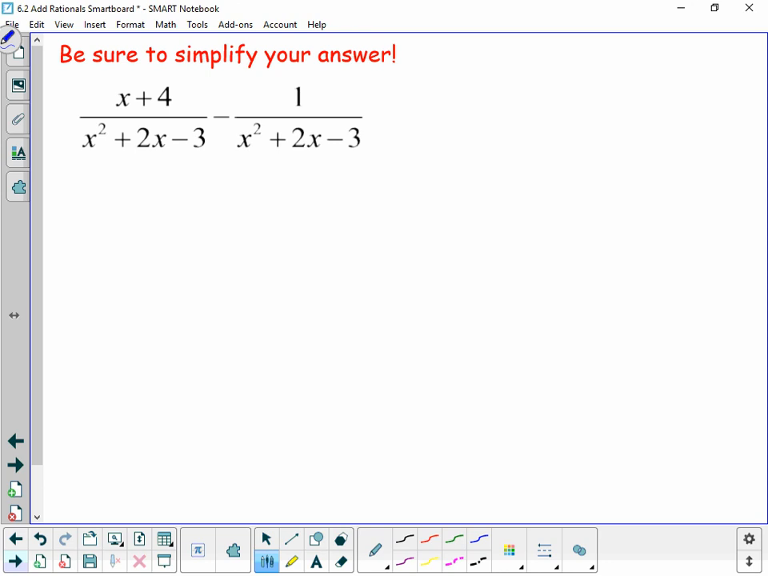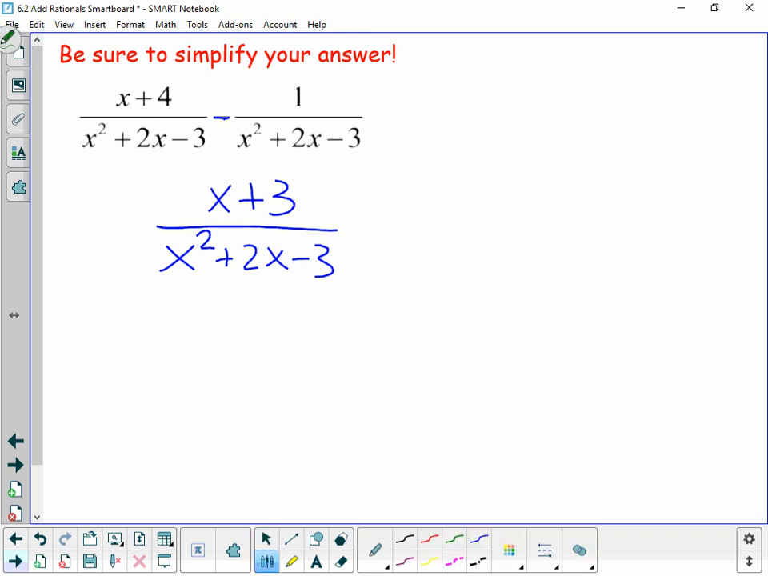Okay, one more. This one I had them try by themselves, so if you want to pause the video and give it a shot, and then you can check your answer. The denominators here are the same, x squared plus 2x minus 3. And because those denominators are the same, we can go ahead and combine the numerators. We have an x plus 4, and we're subtracting 1, so that would be x plus 3.